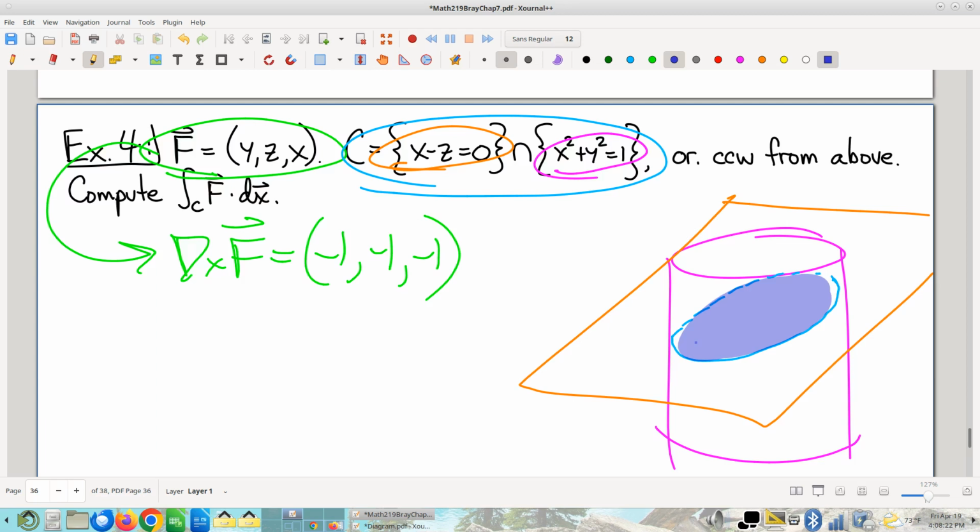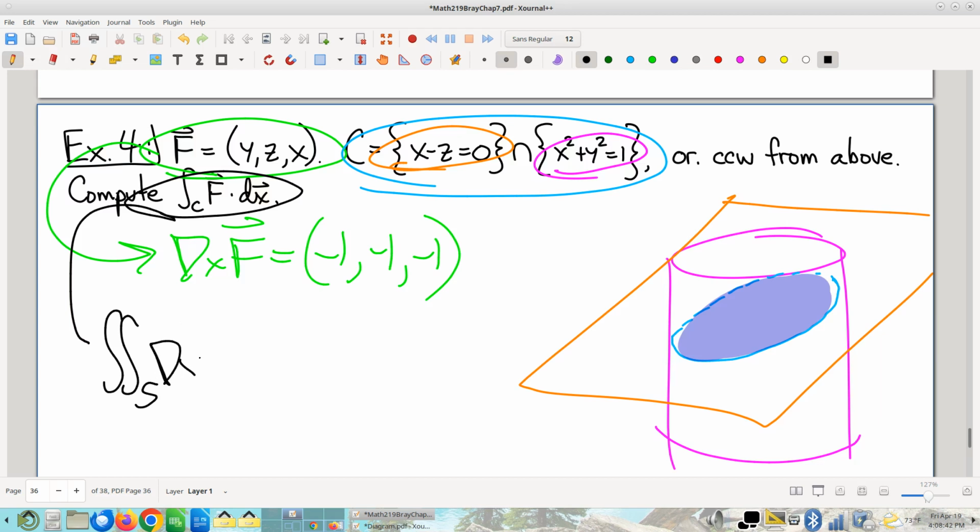Let's rewrite our integral with Stokes' theorem. Flux, curl, dot dS. Right, that's how we write curl. Now, I'm going to choose, in this case, because it's going to work great, to rewrite my dS as little n dS scalar.